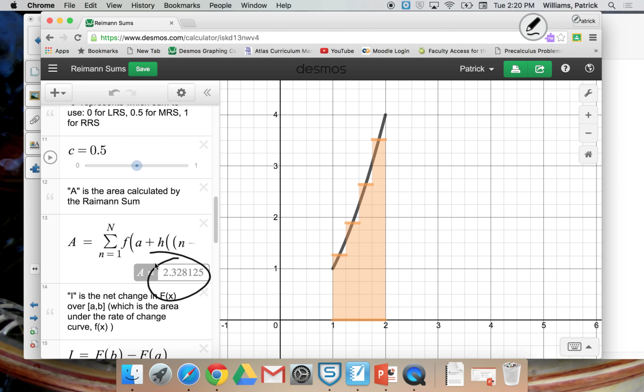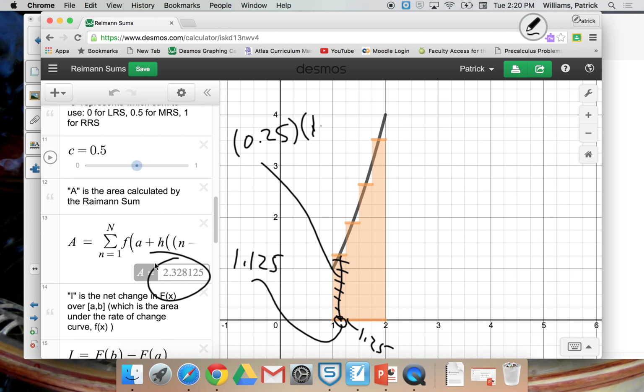So if you didn't get that area, remember now we're going to calculate the height of our rectangle by an x value that's in between, in this case 1 and 1.25. Well, the x value that's at the middle of 1 and 1.25 is 1.125. So if we wanted to calculate the area of that first rectangle, that would be 0.25 times 1.125 squared.